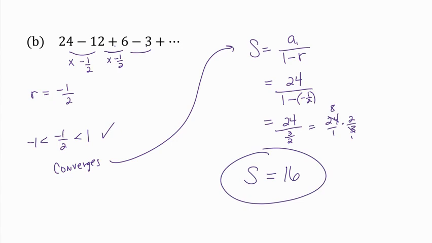And you can kind of think of like you're starting with 24, and half the time you're subtracting a number and half the time you're adding a number. So it does make sense that our sum is a little bit less than our first term because we're subtracting and adding kind of back and forth.